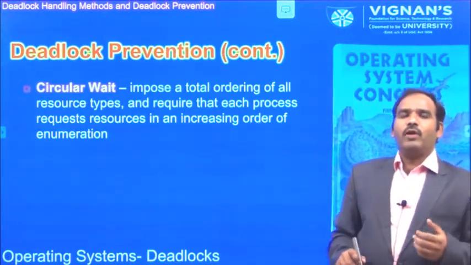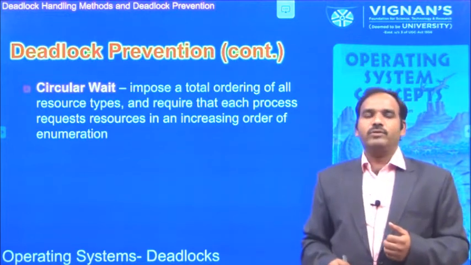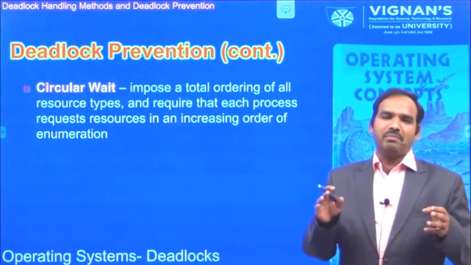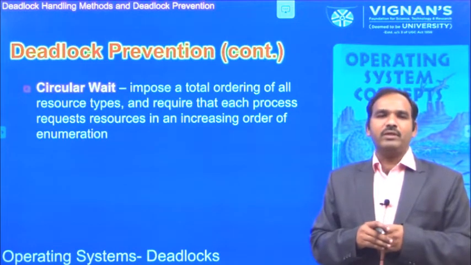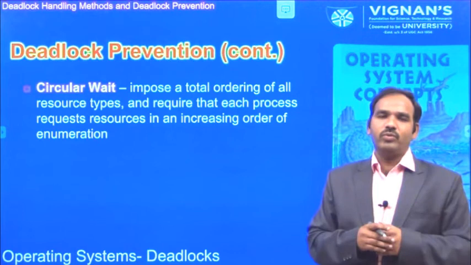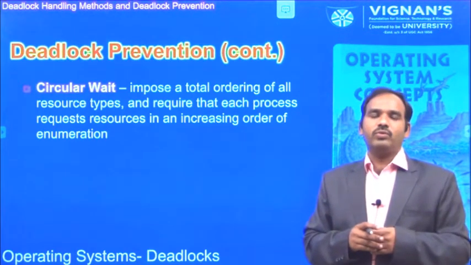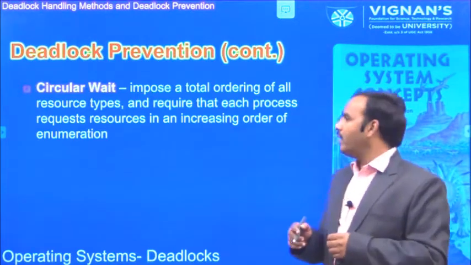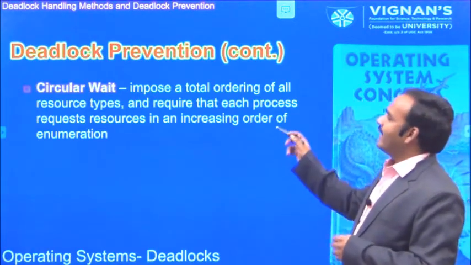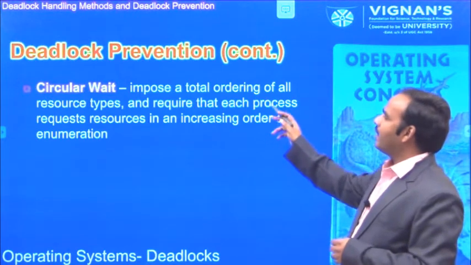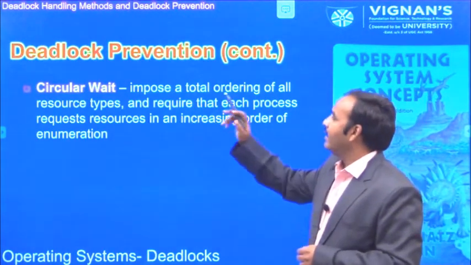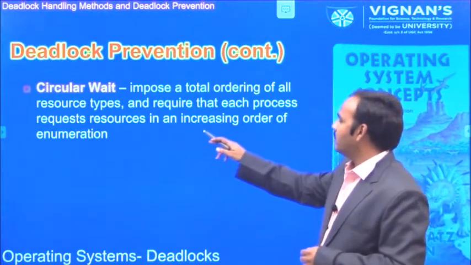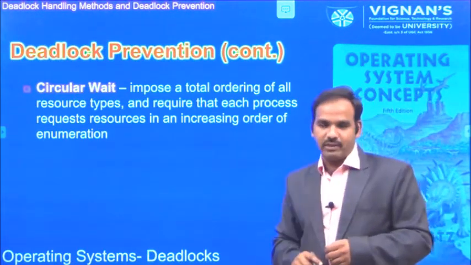Here, when we are going to disable this circular wait, what we are trying to do is assign numeric numbers to all the resources in the system. So simply, what we are trying to do is impose a total ordering of all resource types and require that each process requests the resources in increasing order of enumeration.